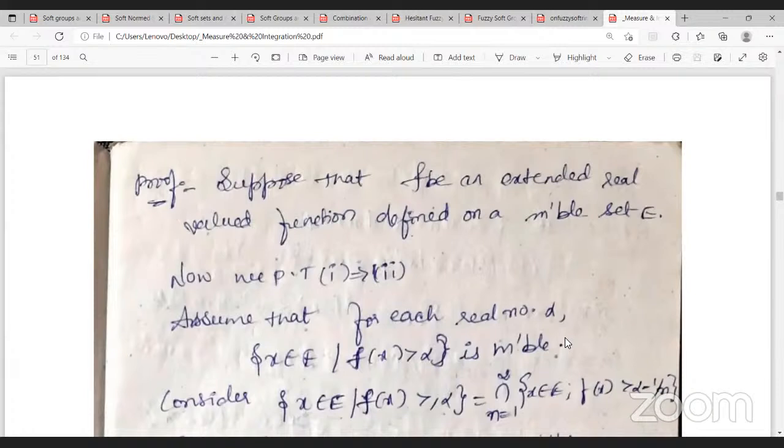Now we consider the same statement. The set of x belonging to E, f of x greater than or equal to alpha, equals the intersection over n equal to 1 to infinity of the sets x belongs to E, f of x greater than alpha minus 1 by n, we can write.